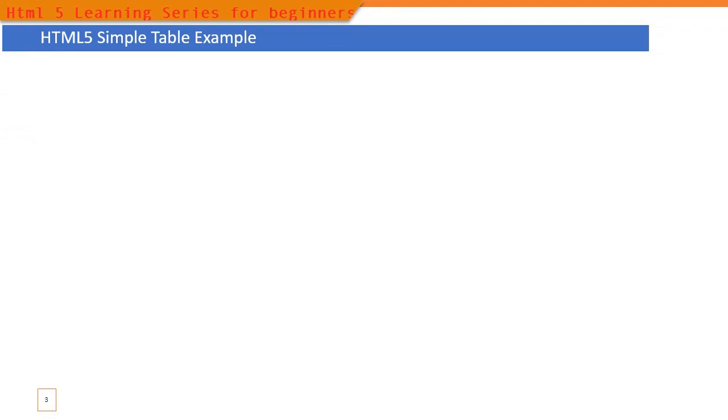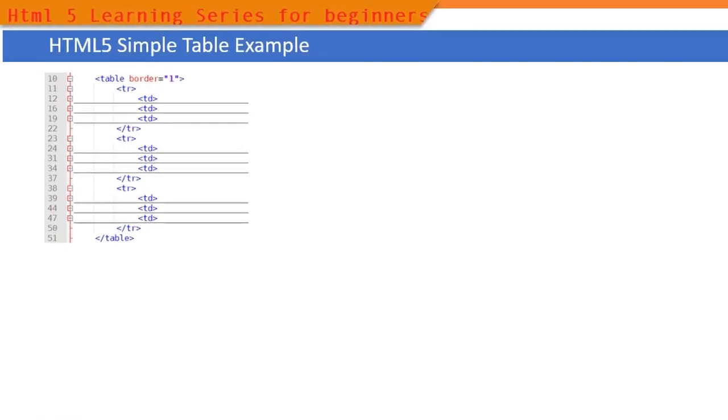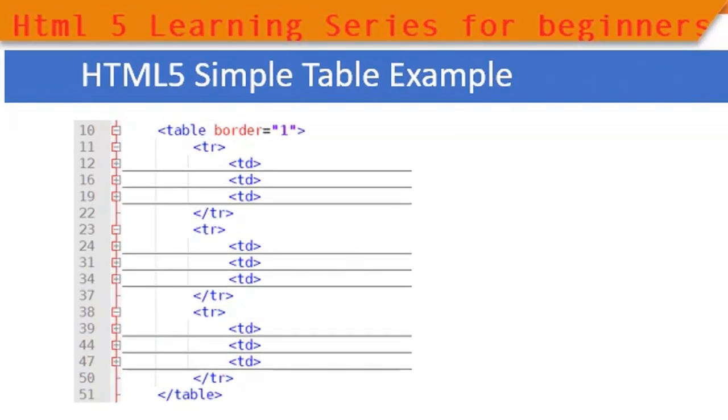Here is a simple table example, and if you see here, we opened a table tag at line 10. Then we set border as 1. This table has 3 table rows. For example, the first table row starts at line number 11 and ends at line number 12. Then the next one starts after that. Each table row contains 3 table data inside it. That means the table contains 3 rows, and each row contains 3 cells.